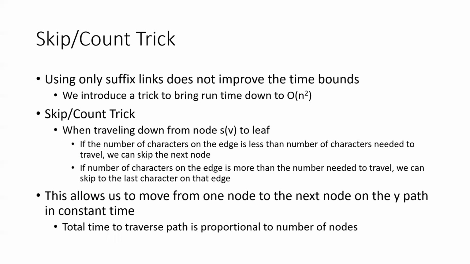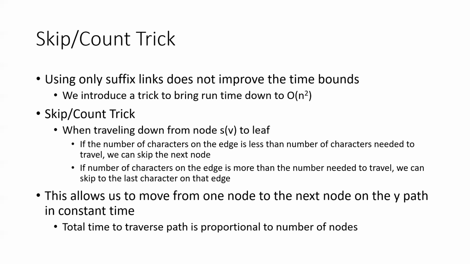when traveling down from the node S of V to a leaf, if the number of characters on the edge is less than the number of characters that we need to travel, just skip to the next node. Don't even worry about it. On the other hand, if the number of characters is more than we need to travel, we just skip to the last character on that edge. Clearly this makes traversing the tree significantly easier because we can keep skipping things. This allows us to move from one node to the next on the path Y in constant time.